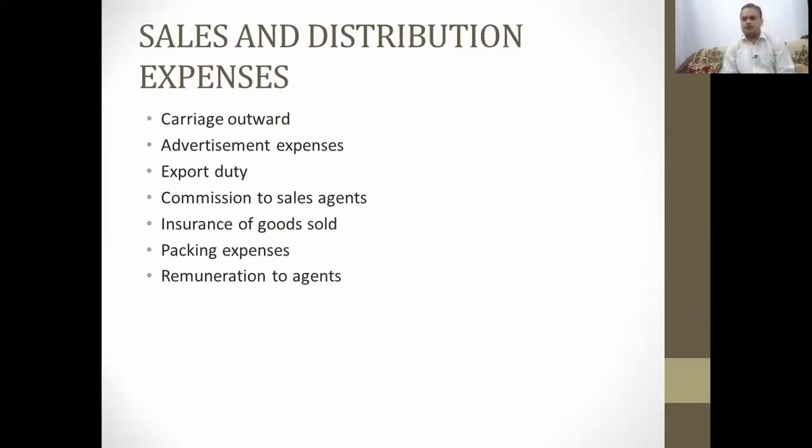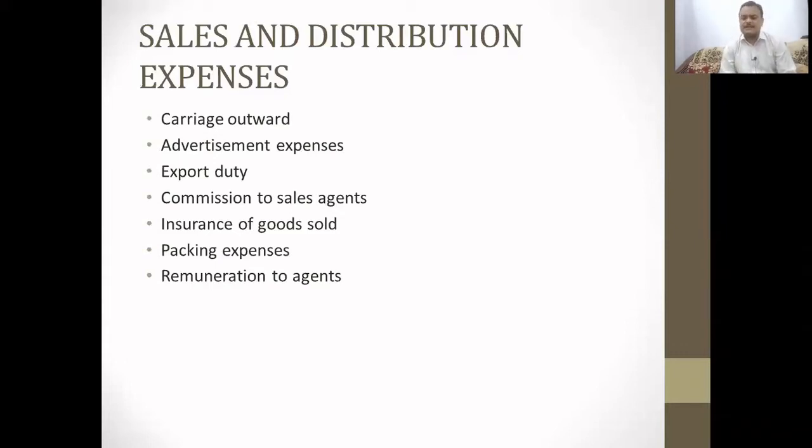Carriage expense is also known as carriage inward, and carriage inward is shown on the debit side of the trading account. So outward is shown on the debit side of the profit and loss account.